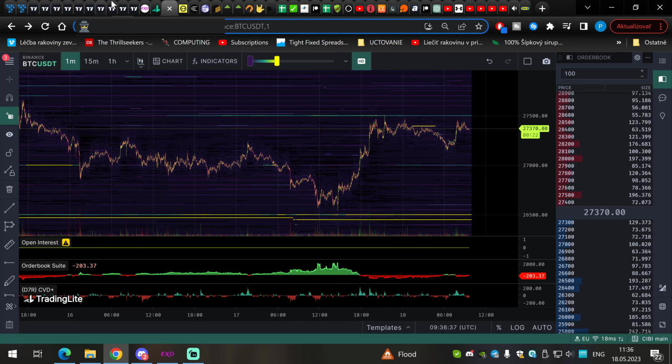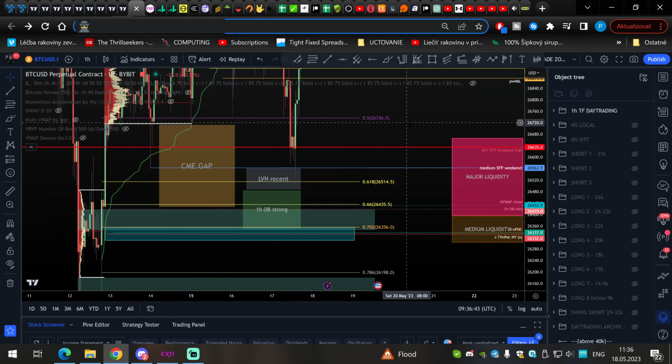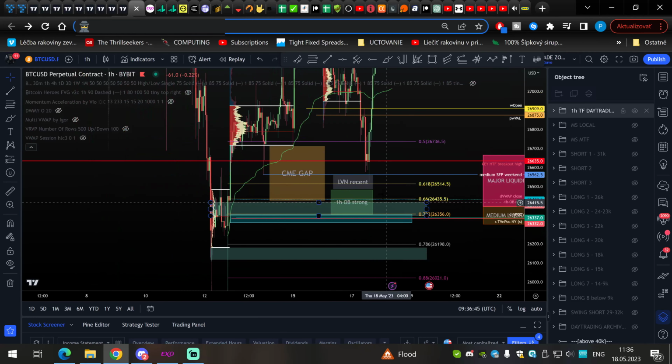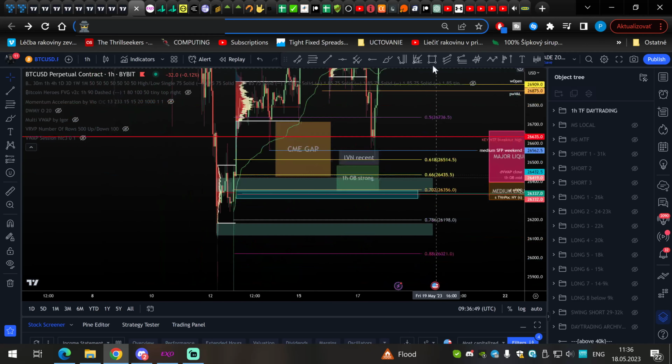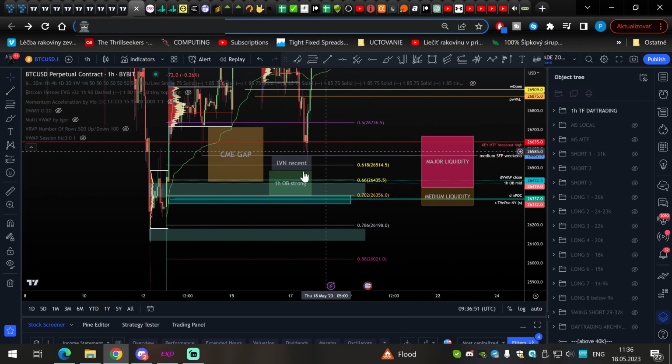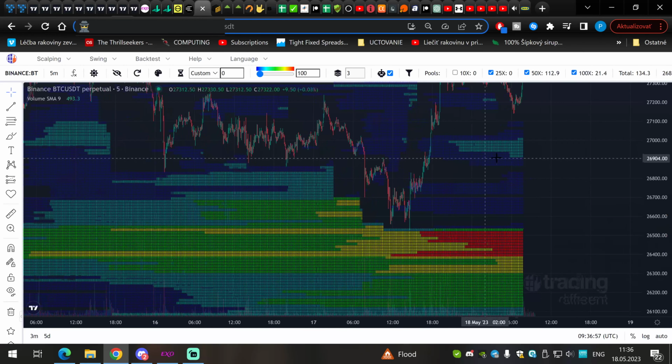Okay, let's go back here. So this was our entry. Yes, we haven't revisited support until we take out this high. If we stay contained in this range, this is still major support for us, because we will clear liquidity from the weekend. We will stop out most of the people, as you can see here in our tool.